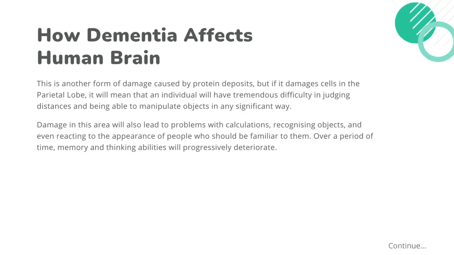This is another form of damage caused by protein deposits, but if it damages cells in the parietal lobe, it will mean that an individual will have tremendous difficulty in judging distances and being able to manipulate objects in any significant way. Damage in this area will also lead to problems with calculations, recognizing objects, and even reacting to the appearance of people who should be familiar to them. Over a period of time, memory and thinking abilities will progressively deteriorate.